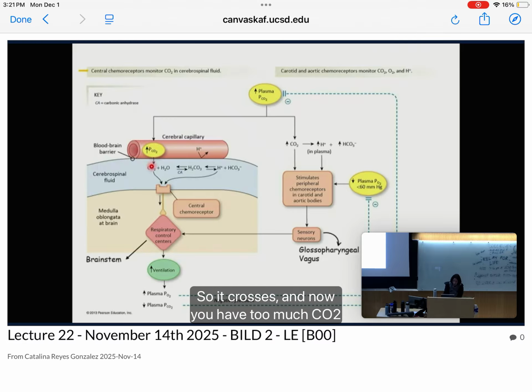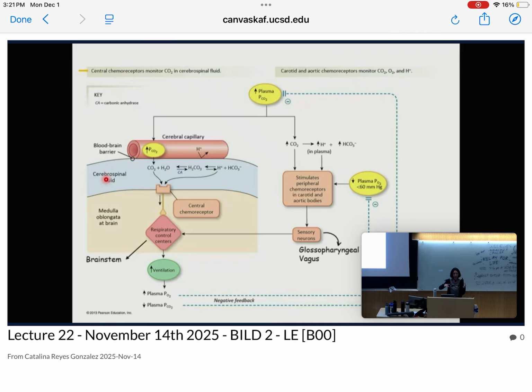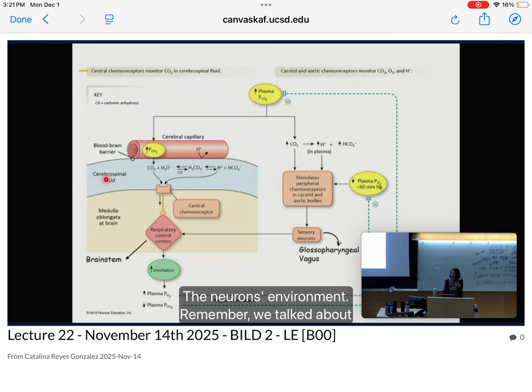So it crosses, and now you have too much CO2 in the cerebral spinal fluid, the CSF. Remember, the CSF is the fluid that bathes the neurons, okay? The neurons' environment. Remember, we talked about the glial cells keeping that CSF optimal? So that's the fluid that bathes the neurons, the environment where these neurons are. So now if you have too much CO2, that's going to react with water. With the help of carbonic anhydrase, we produce carbonic acid, which dissociates into hydrogen ions and bicarbonate. So now you have a high concentration of hydrogen ions.